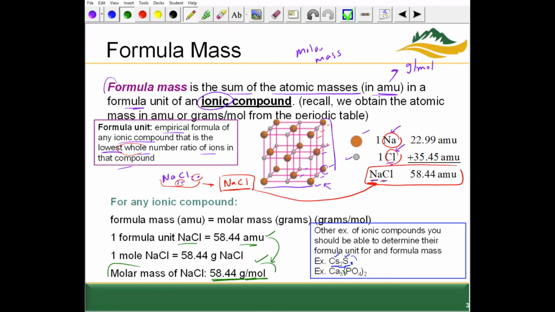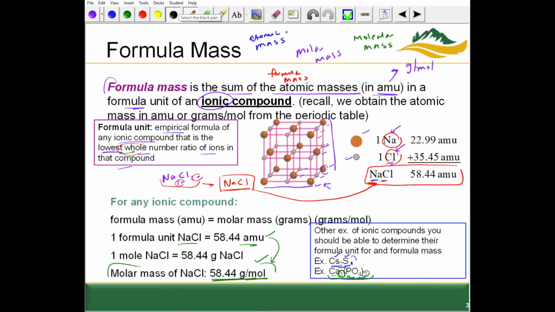Another example here where these subscripts are not 1-to-1, so calcium and phosphate. So it has to be the simplest whole number ratio, or the lowest whole number ratio, but it's not always 1-to-1. So if this is the formula unit, we would still calculate the formula mass by taking into account 3 calciums, 2 phosphorus, and then 8 oxygen, right?